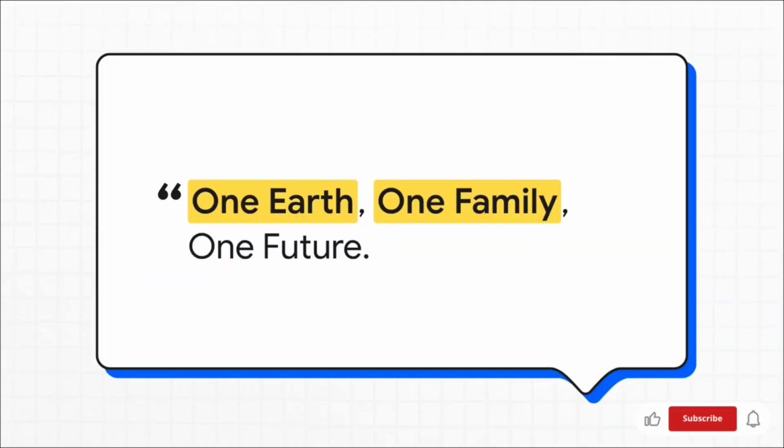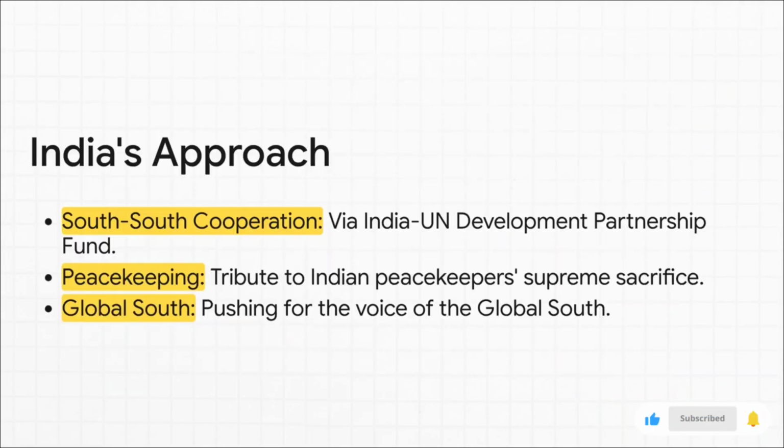And this quote right here says it all. One Earth, one family, one future. This beautifully sums up India's entire philosophy on the world stage. You'll recognize it from India's recent G20 presidency, right? It's all about this idea of shared responsibility, which, when you think about it, is exactly what the UN is all about too. So what's India's approach like?